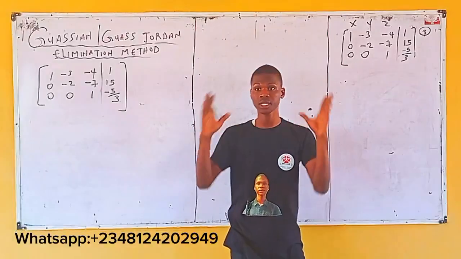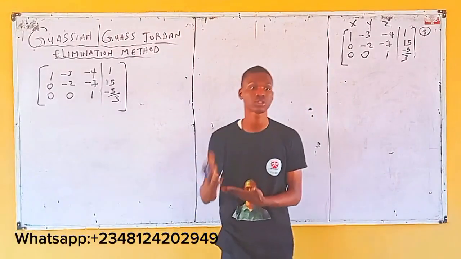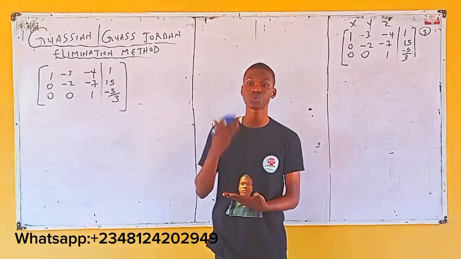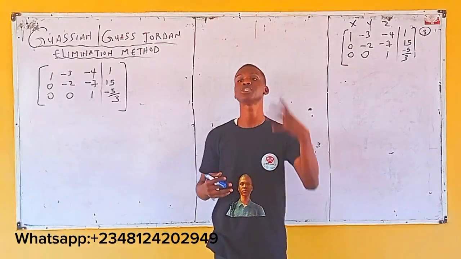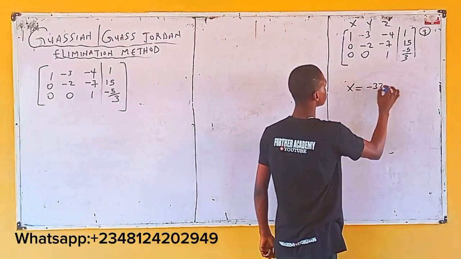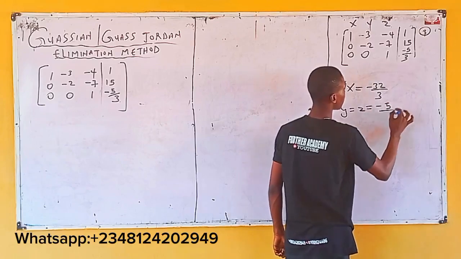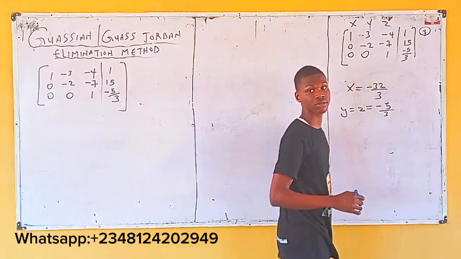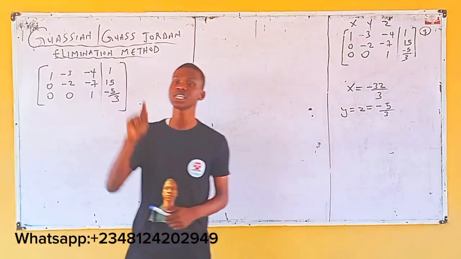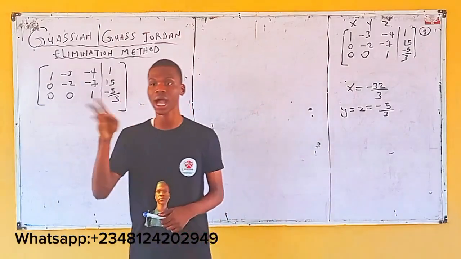We are given the system of linear equations and we've implemented the Gaussian elimination method. Abi, we've gotten our answer. We found x, y, z using the Gaussian elimination method, and we got the value of x to be what? Negative 32 over 3. Y equals z equals negative 5 over 3, right? Yes. Now, from here, what if the question says, using the Gauss-Jordan elimination method, find x, y, and z?